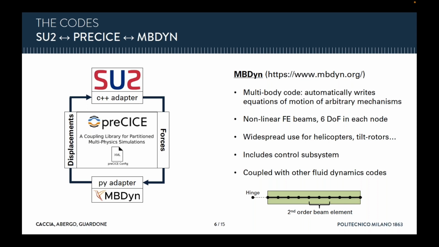And the code has widespread use for helicopters, for tilt rotors, and also other domains, like cars, suspensions. It's really flexible, and it also includes the controls of systems. And it has its own aerodynamic solver, which is a low-order aerodynamic solver, but it has already been coupled with other fluid dynamics codes. So, for instance, with OpenFOAM, with the mid-fidelity solver that we developed at Polimi, which is called DUST, and we will show an example of that later.